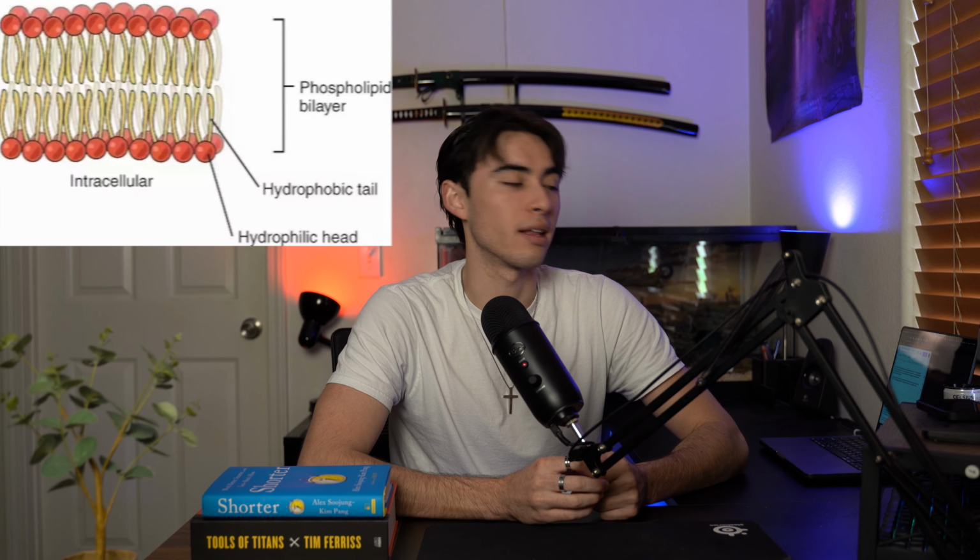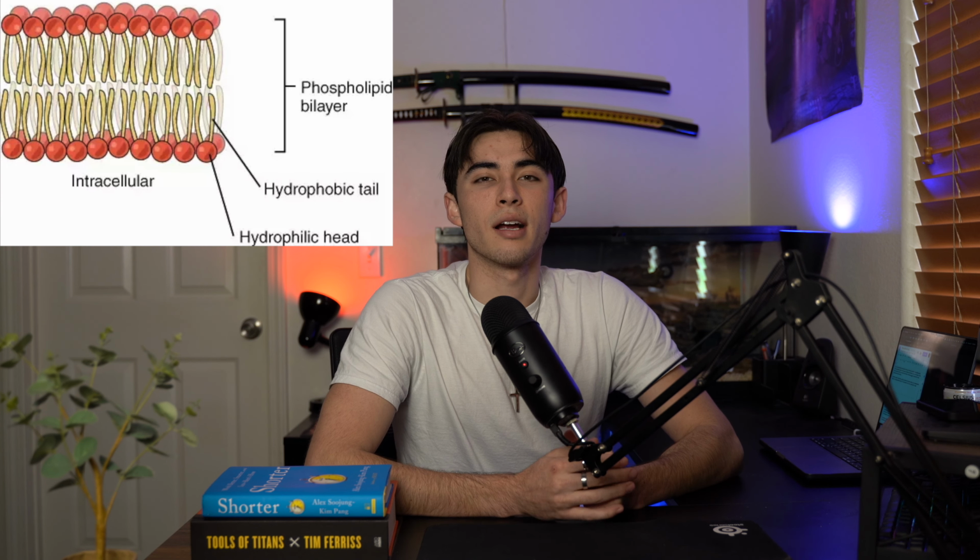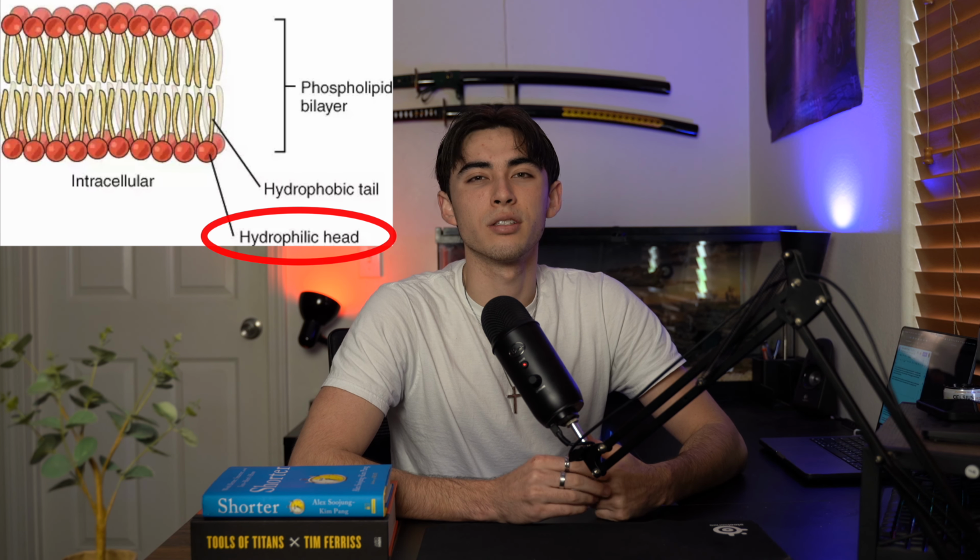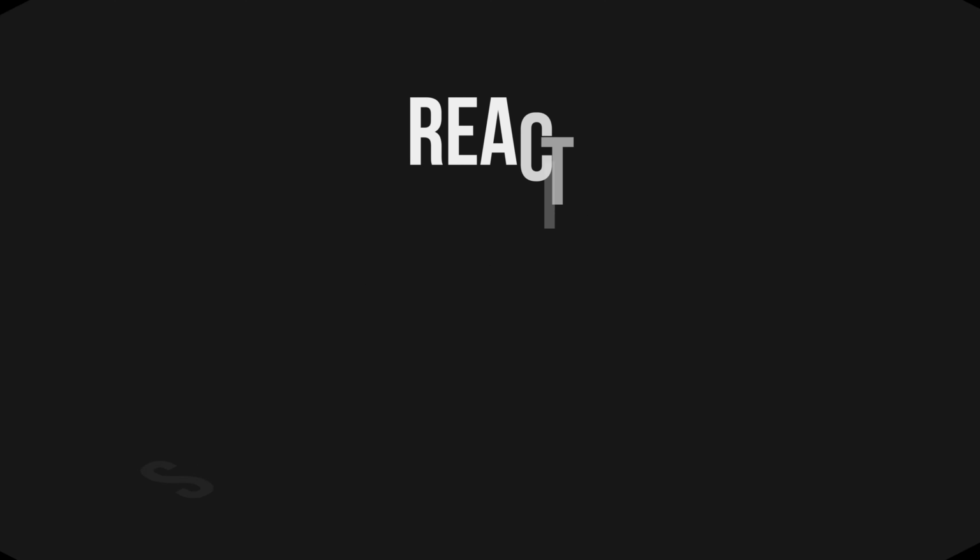Another example is liposomes, which are spherical structures made up of a phospholipid bilayer. The phospholipid bilayer has a hydrophobic tail and a hydrophilic head, which allows the liposome to encapsulate both hydrophobic and hydrophilic substances. Liposomes have been useful in many applications, such as drug delivery, food, and cosmetics.